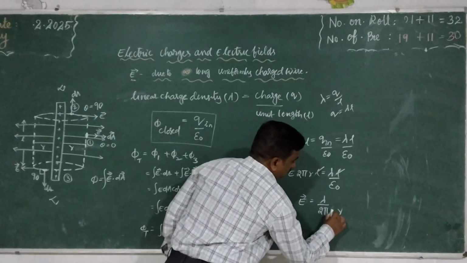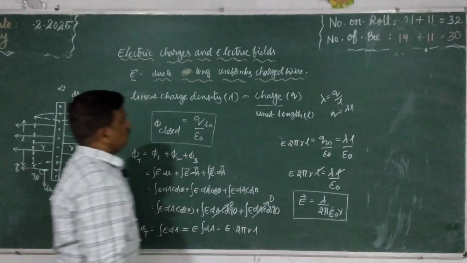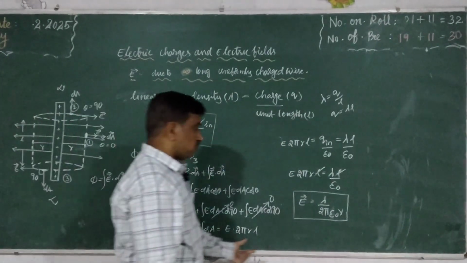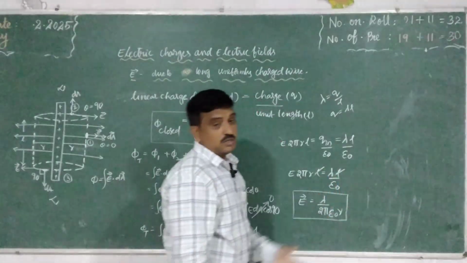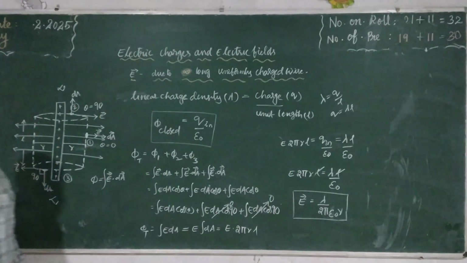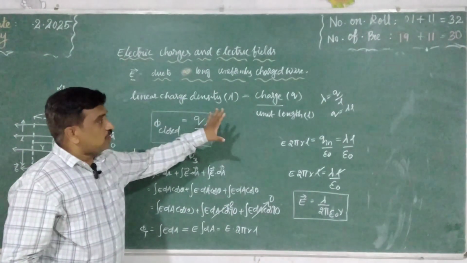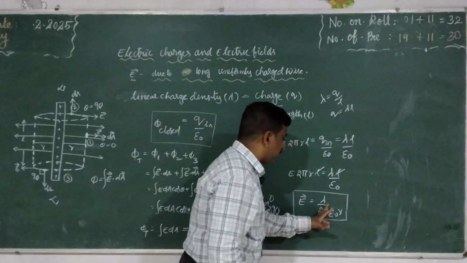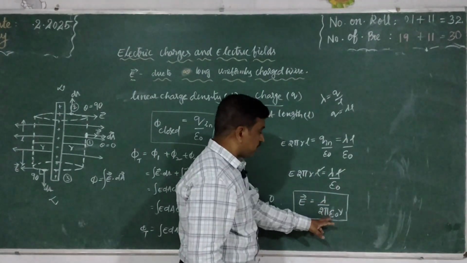This is the electric field due to an infinitely long uniformly charged wire. E equals lambda by 2 pi epsilon naught r. R is the distance from the infinitely long uniformly charged wire. Lambda is the linear charge density, meaning charge per unit length. So lambda is constant, and 2 pi epsilon naught is constant.